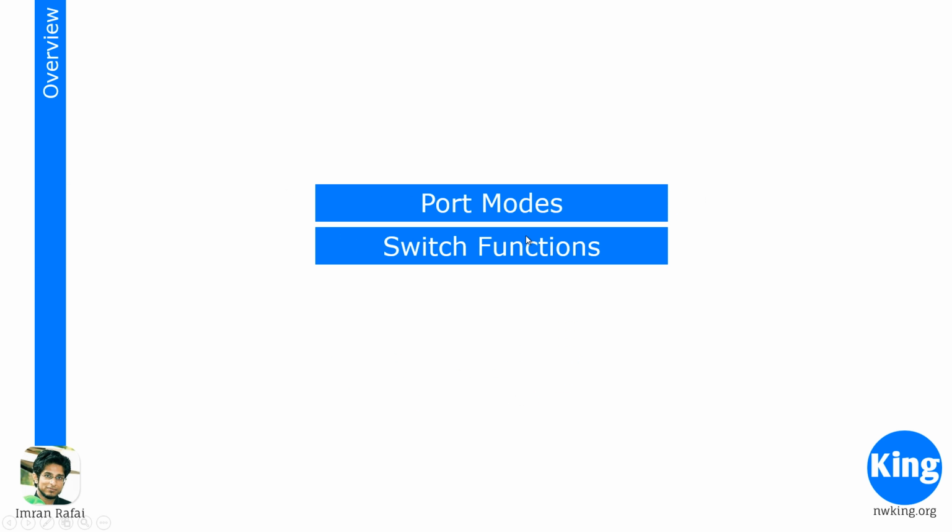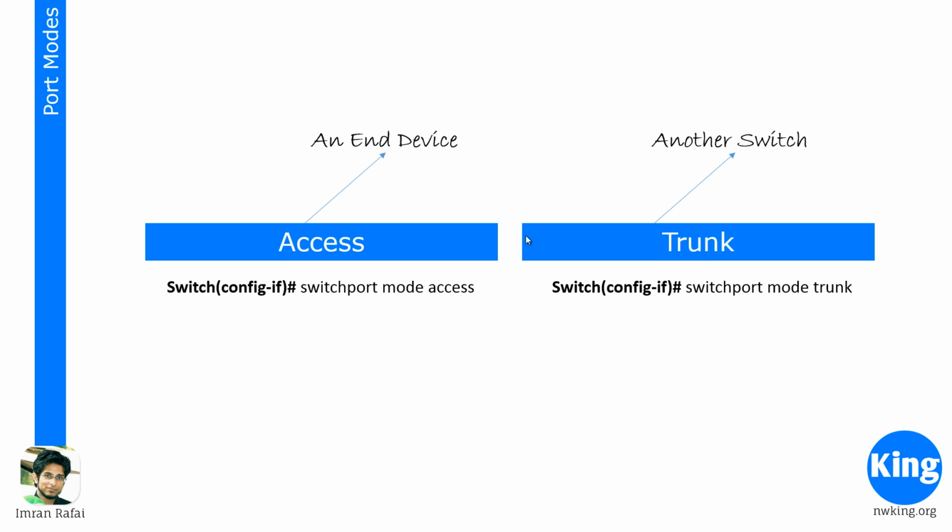Right, like I said, the overview of today's class, we would look at the switchport modes and we will look at switch functions. The switch has two modes. The first mode is the access mode. An access mode is used when you are connecting a switch port to an end device. So let's say if you want to connect your computer or your desktop to a switch, that particular port we configure as an access port, right? The command for configuring a switch port in access mode is switchport mode access.